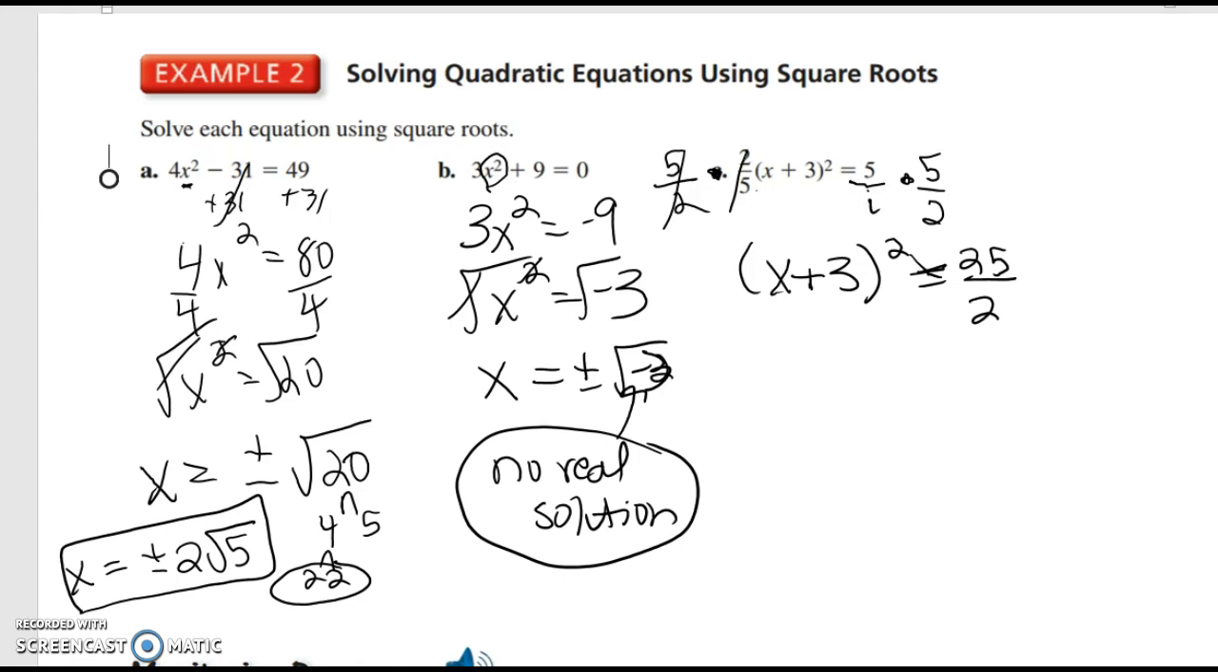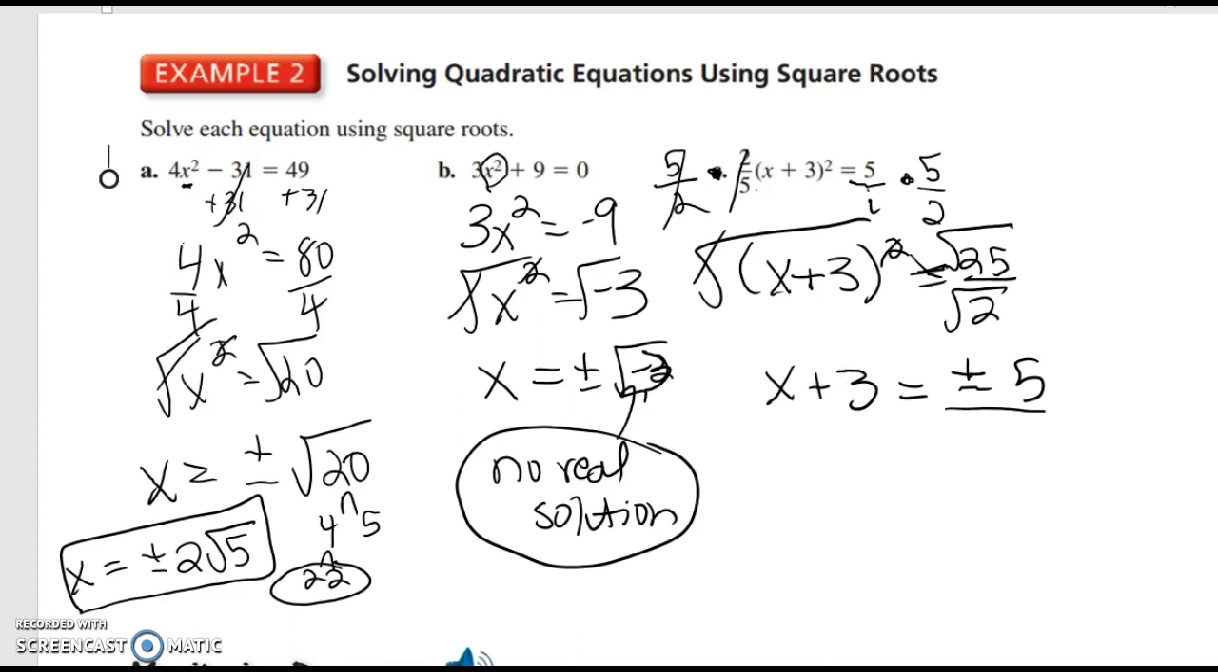Now what's being squared is by itself, so we can take the square root of each side. When you take the square root of a fraction, you can take the square root of the top and the square root of the bottom. Now on the left, the square root and a square will cancel. On the right, we can figure out the square root of 25. That'll be 5. Don't forget your plus minus in front. And the square root of 2 does not simplify.